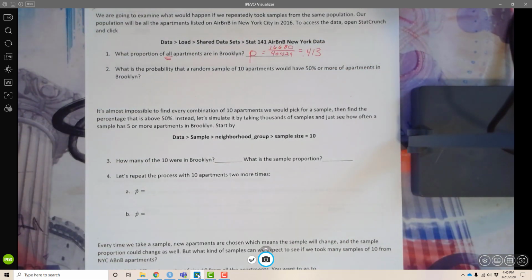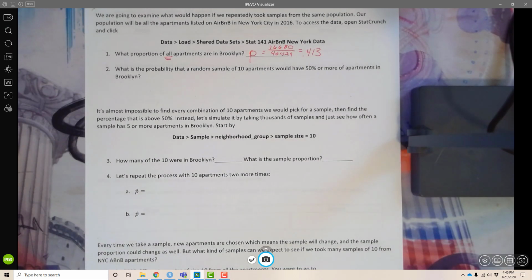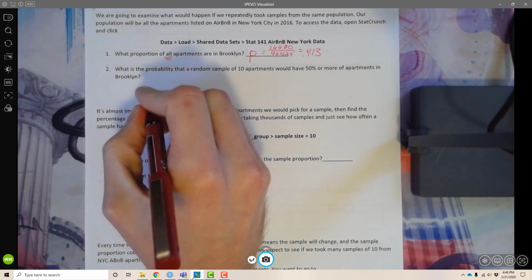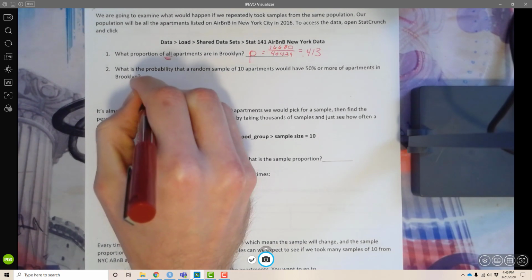The idea is, if we didn't know the entire data set, we would just go out and collect a sample of apartments, and we would want to try to estimate this proportion, this 41.3%. What we want to figure out is the probability that a random sample of 10 apartments would have 50% or more located in Brooklyn. Unfortunately, we can't quite do that yet. We would have to find every single sample of 10 apartments you could get, and count the percentages that had 50% or higher in Brooklyn. So we can't do that quite yet.